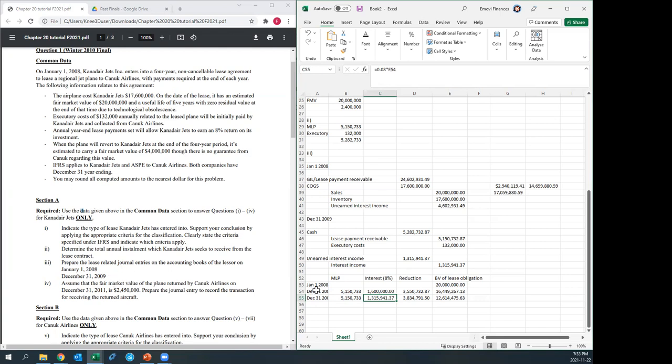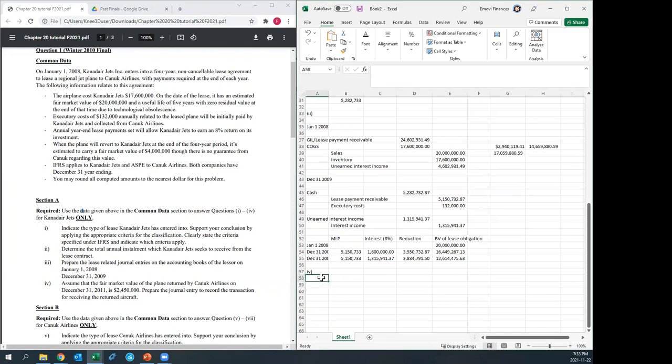Then they ask you for requirement 4 to assume that the fair market value of the plane returned by Canuck Airlines on December 31st, 2011 is 2.45 million. Prepare the journal entry to record the transaction for receiving their return aircraft. So basically what's happening here, they're receiving the asset for 2.45 million. Their lease payment receivable.